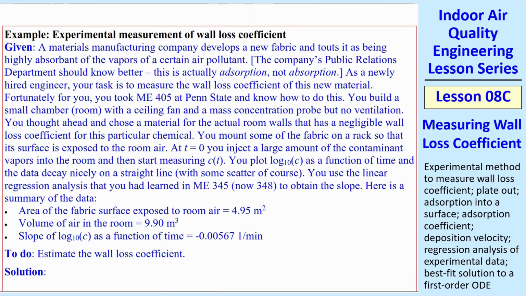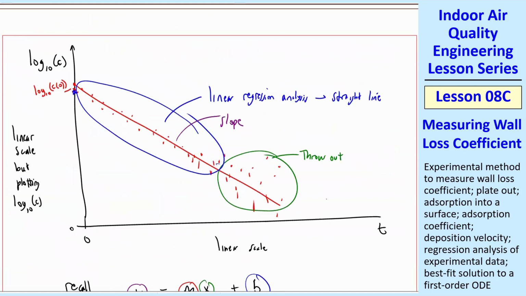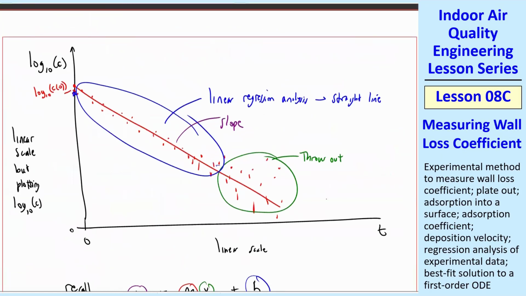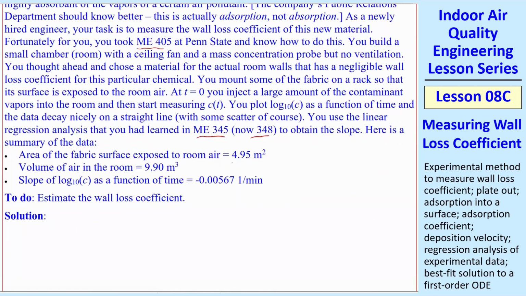A company develops a new fabric, and they want to measure the wall loss coefficient. So since you took ME 345, which is now called 348, I used to teach that all the time, how to do linear regression analysis. So you do basically what I just said. You plot like this, you find the slope. So all we need is this equation. We have the area of this fabric, you have the volume of the room air, so this is A_s, this is V, and then this is the slope.